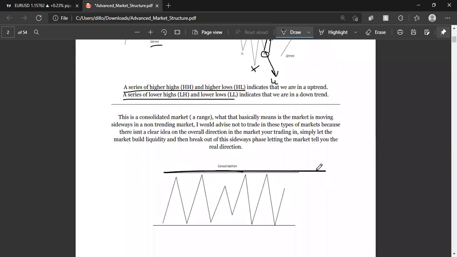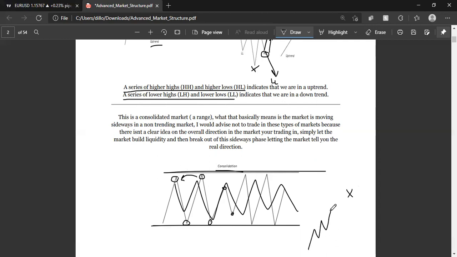And then this is just a sideways picture of consolidation, right? In a consolidated market, it just means that it's moving sideways. It's not trending, and there's not really a clear high, clear low, or a lower low, or a clear higher high, because it's not really higher than this one, right? There's a lot of confusion in sideways markets. So I usually tend to stay out of those and don't take any trades, and then just wait for a trend to start to unfold.